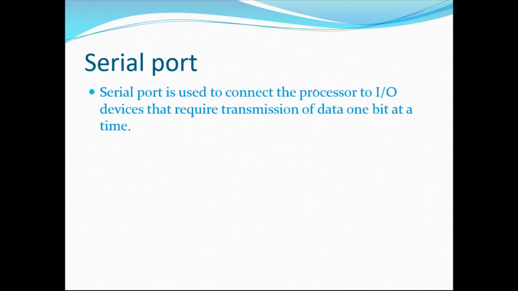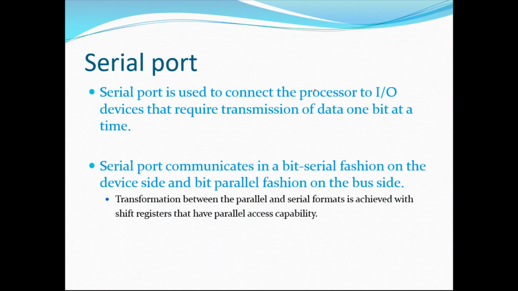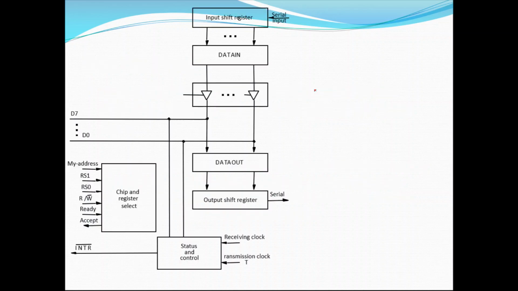Now let us see how the serial port works. As we know, a serial port is used to transmit one bit at a time. When the CPU is writing to a serial device, the CPU is writing in a parallel way. That should be converted to serial and then transmitted to the device. Similarly, when the CPU wants to read something from the serial IO device, the device will send the data in a serial fashion, but it should be converted to parallel and then sent to the CPU. That will be done by using a shift register.